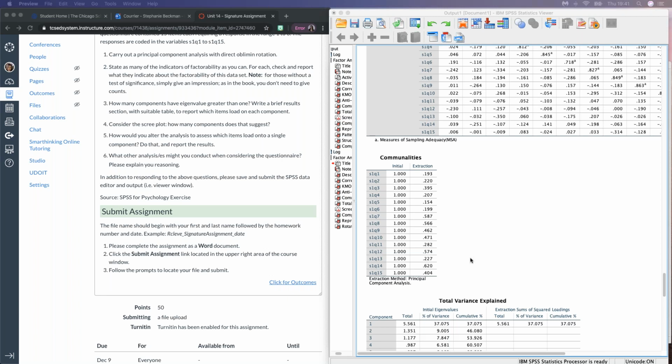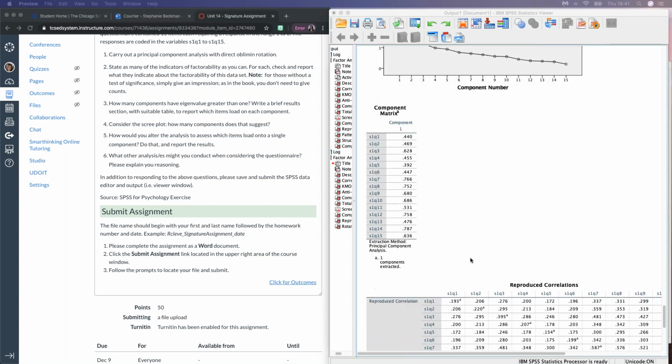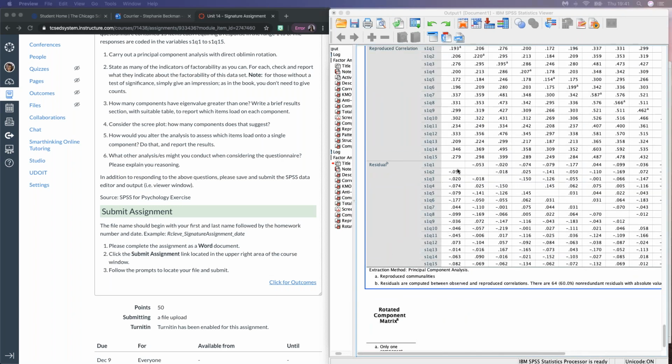So the last thing were those residuals. And remember, we want the residuals to be as close to zero or lower as possible. So lots of negatives, lots of zeros, close to zeros here. So those are all good signs in terms of that factorability.